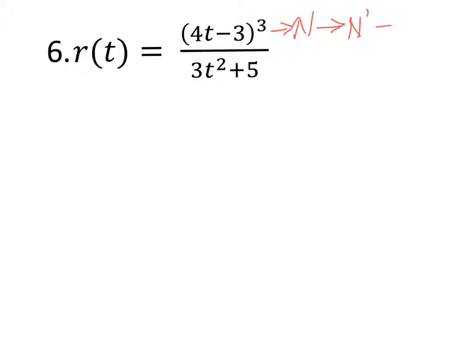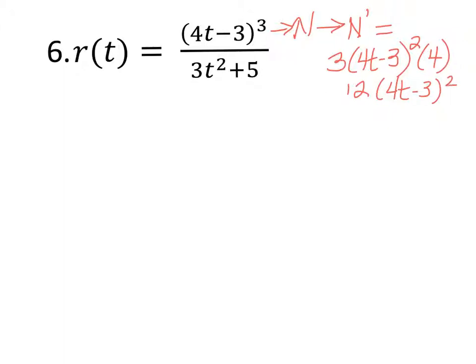And so n prime is going to be equal to, bring the 3 down in front, times 4t minus 3 to the 2nd power times the derivative of 4t minus 3, which is 4. And since 3 times 4 is 12, that's going to be 12 times (4t minus 3) to the 2nd power.